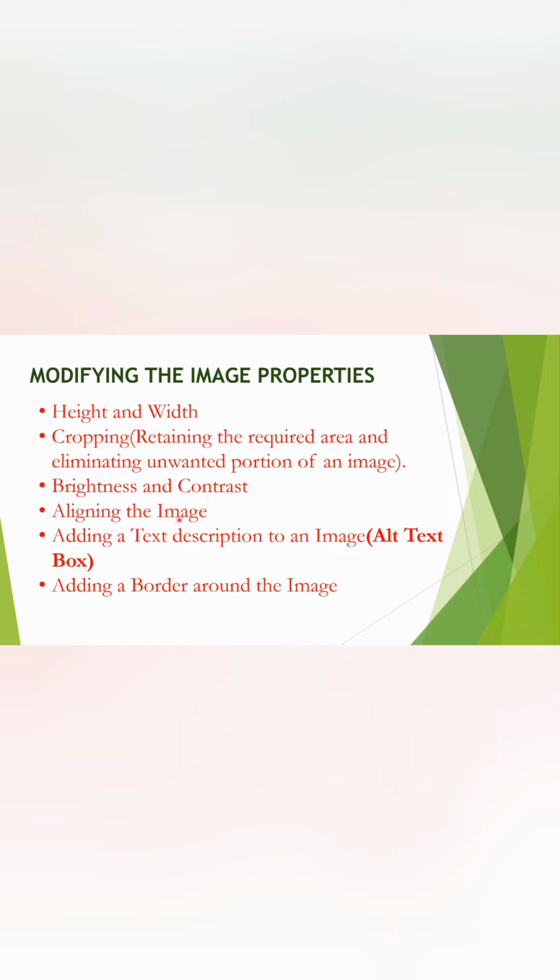You can align the image to the right or left of the text paragraph. You can add a text description to an image by using the alt text box option that is available in the property inspector. You can also add a border around the image.